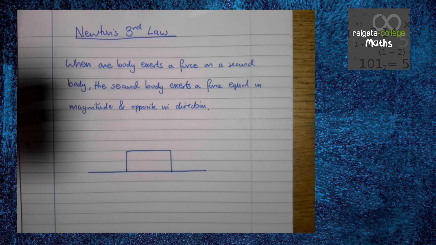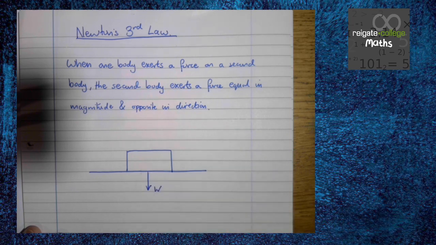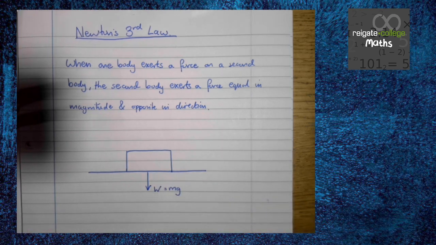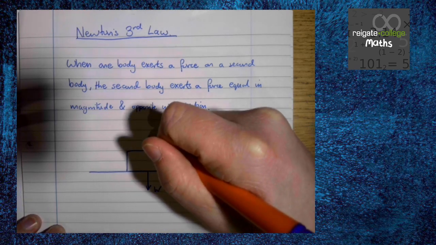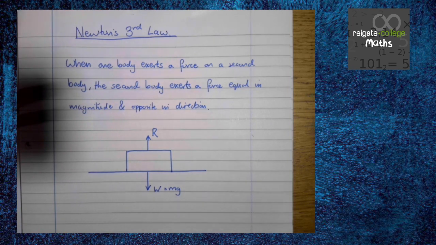The best example to talk about this is to think about something on a table. Put a book on a table. The book does not fall through the table. Why? Well, the book is exerting a force on the table. It's its weight, so the weight being mg. The table pushes back on the book with a force R. We've already seen in previous videos the idea of a reaction force.